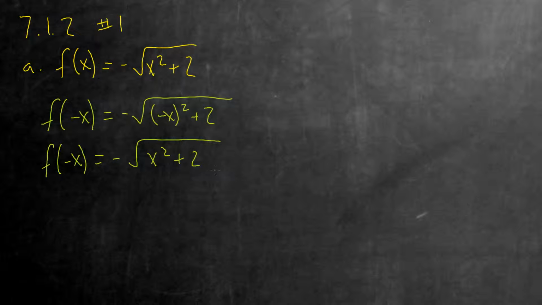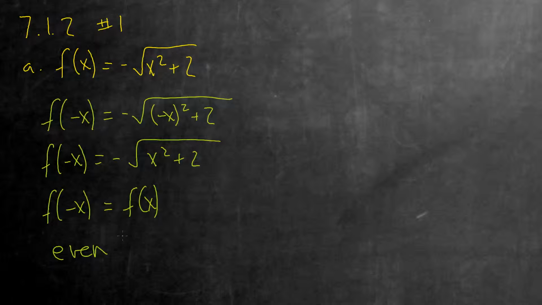So then we have the discussion. Is what we just found exactly what we started with? And in this case, yes. So we have found that f of negative x is equal to f of x, which by definition is an even function. Let's look at B.